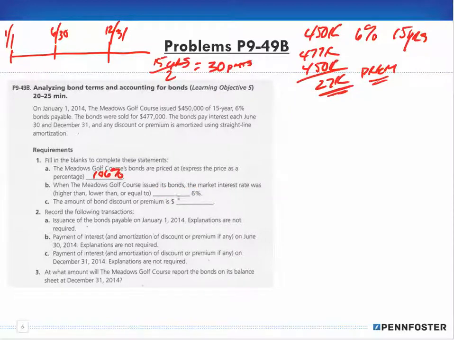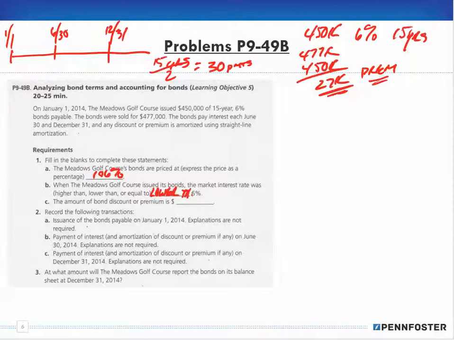At first glance you read this and it says when Meadows Golf Course issued its bonds, so when it's issuing its bond, it says 6% here. The market interest rate was, and then it's giving you a choice: higher than, lower than, or equal to. You're figuring out which of those three applies relative to the 6%. At first glance you look and say, okay, this says 6% here, and this says 6% here. But yet I wrote the answer down as lower than, and that's what the answer in the solution manual has.